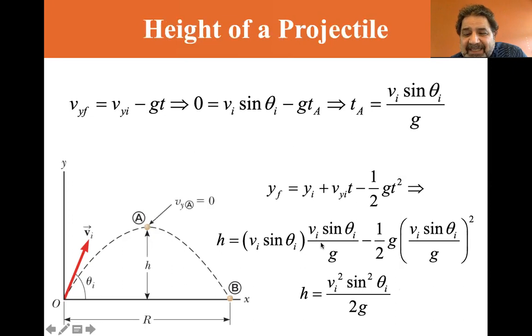If you combine these, you'll end up with Vi squared sine squared theta over 2g. Now that's the height. That's the maximum height.